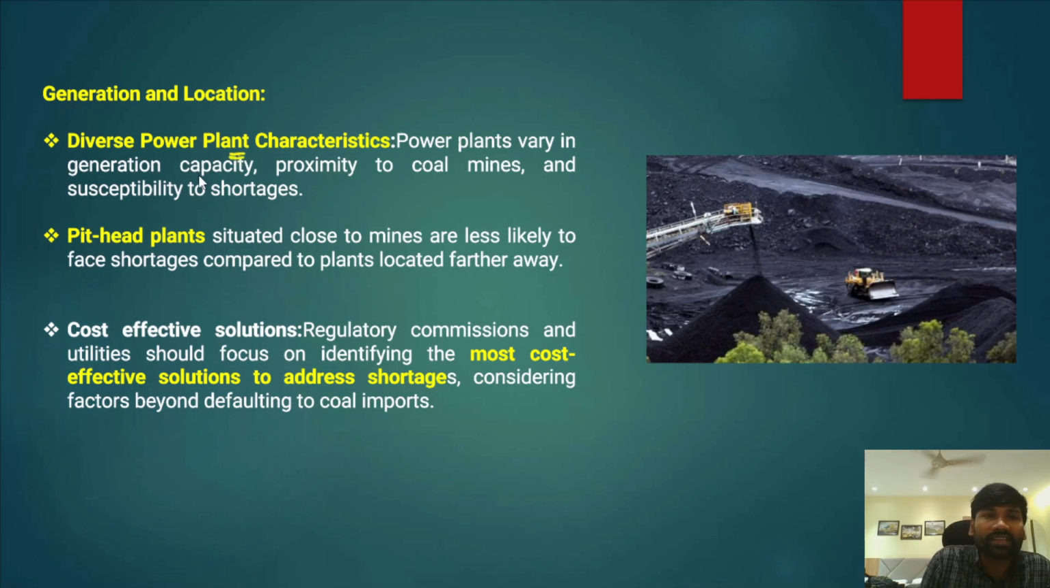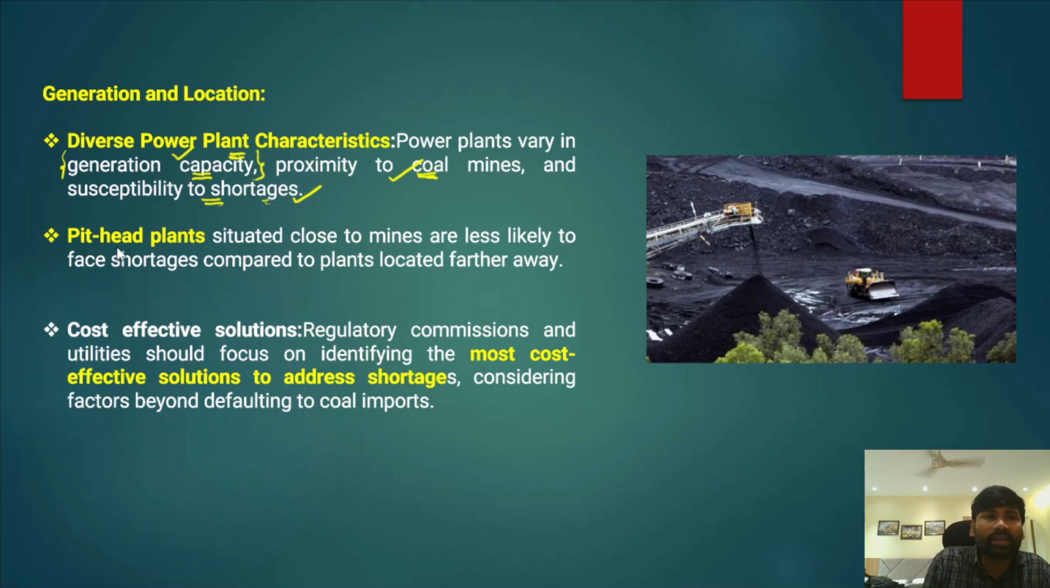So power plants vary in generation capacity, proximity to coal mines, and susceptibility to shortages. For example, there are certain power plants which are highly susceptible to these shortages. They completely stop producing electricity. At the same time, there are certain thermal power plants which are located very close to these coal mines, so they will have an adequate amount of coal.